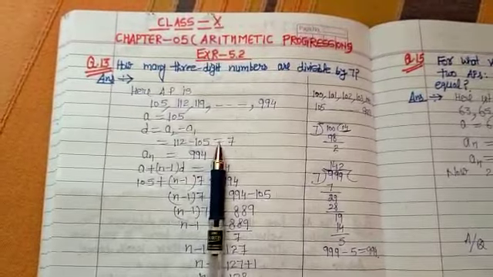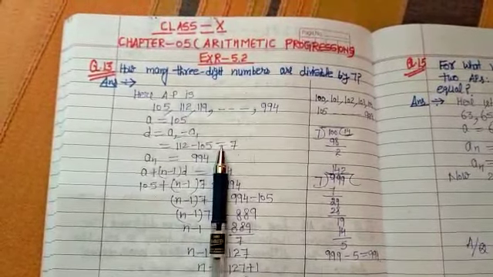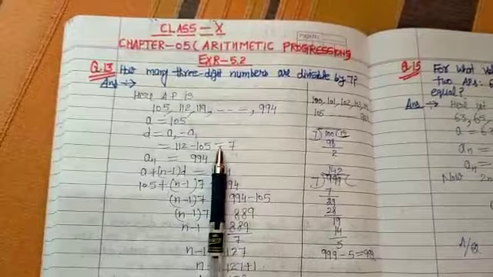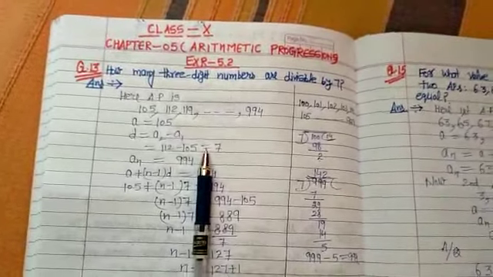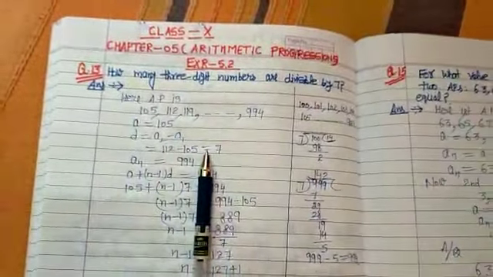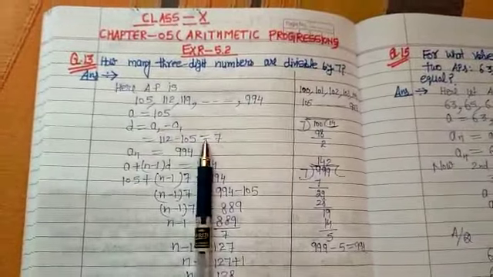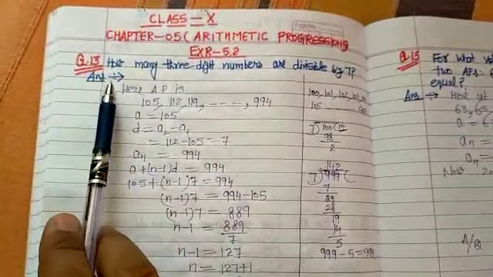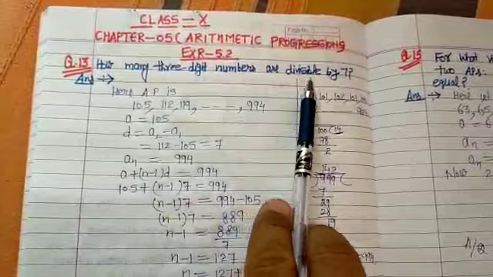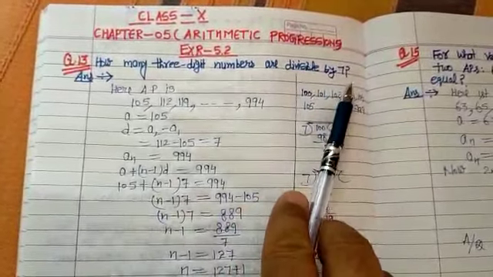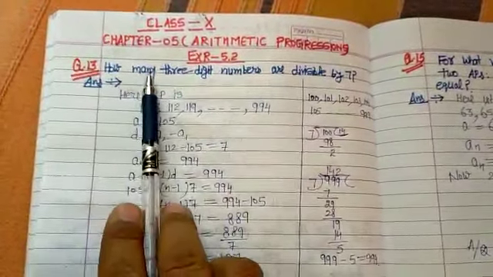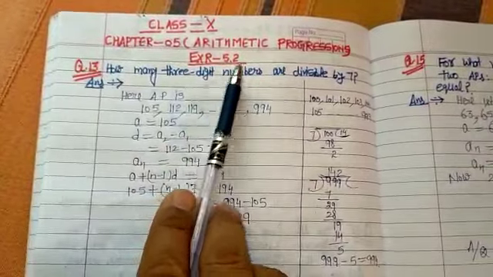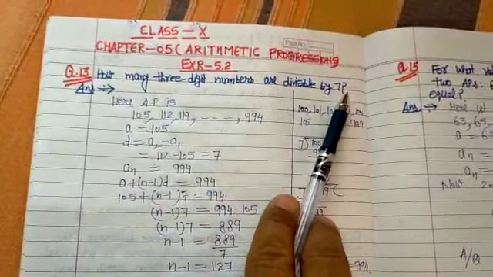In this class I am going to discuss chapter number 5, arithmetic progression, question number 13 to question number 17 of exercise 5.2. So let's start with question number 13. How many 3 digit numbers are divisible by 7? We have to find the total number of 3 digit numbers that are divisible by 7.